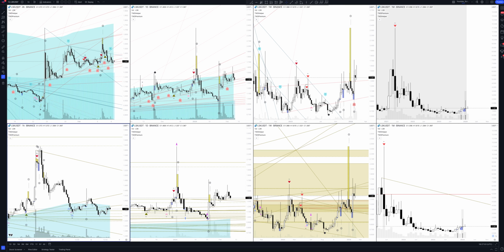Today we will take a look at Lisk cryptocurrency. Let's analyze the market situation and find out how you can make money on it. Let's start.